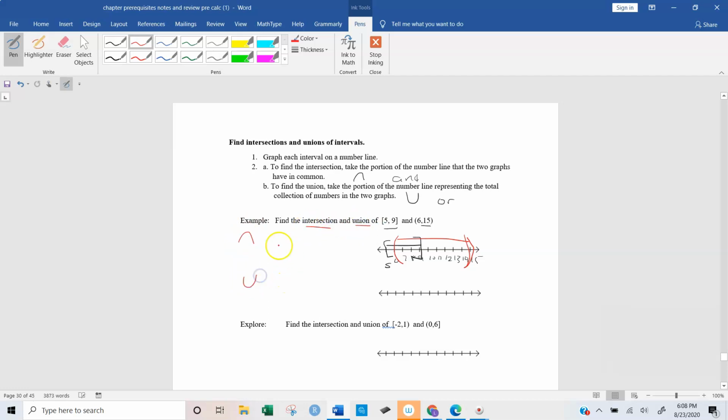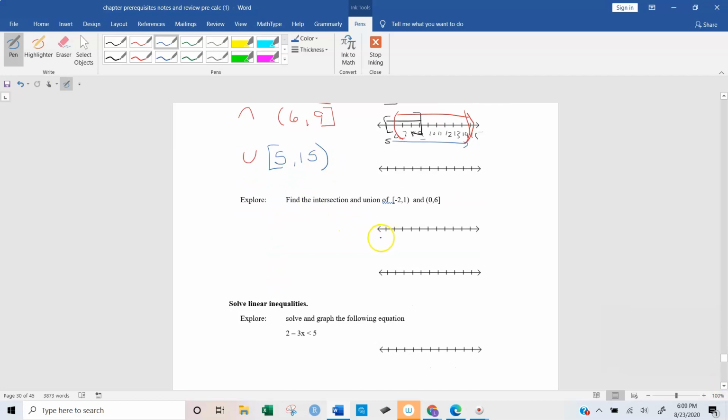So intersection, union. Intersection is what they have in common. So where do they overlap? Where are both lines? Well, both lines are between 6 and 9. It does not include the 6. It does go to the 9, and the 9 is inclusive because it's a bracket. So that's your intersection. Your union is everybody. So where does it start? It starts at 5, inclusive, and it goes all the way to 15, but 15 is not inclusive. So that's your union, where everybody is, okay? Stop and try yours.